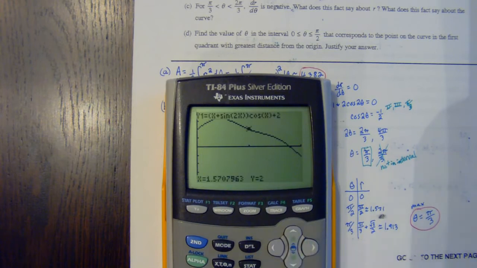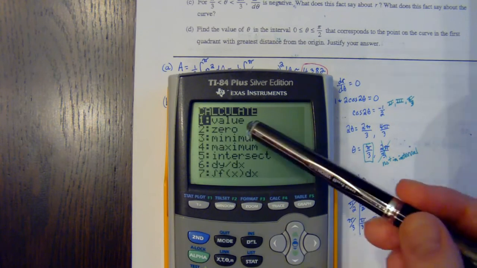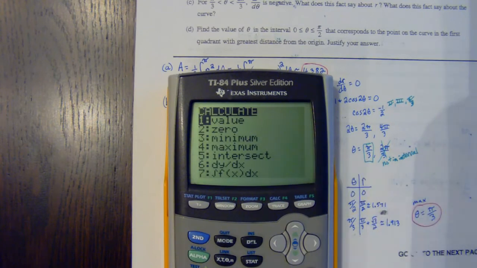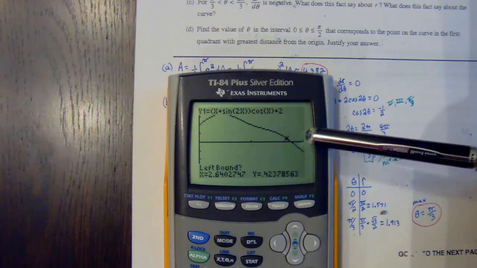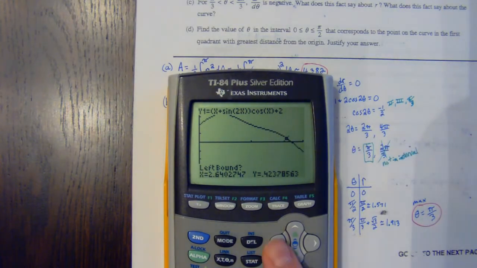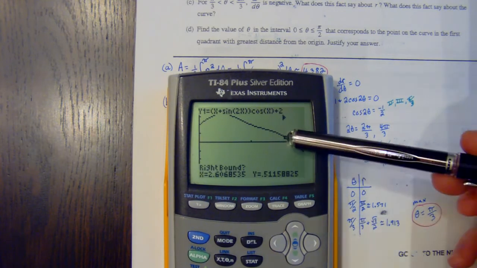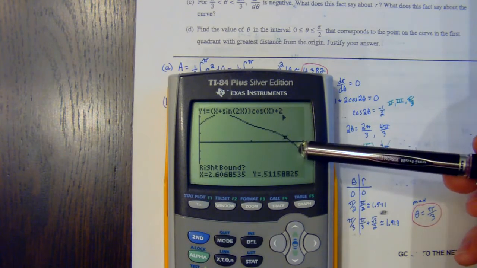So remember, we'll trace it and put our cursor in that vicinity. Once you put that over there, you hit second trace, which is always your calculate menu. I'm trying to calculate a 0 here, so you either hit number 2 or go down to number 2 and hit enter. When it brings you back out to your screen, it says left bound question mark. You have to make sure it's to the left of that x-intercept, so if we just move it to the left a little bit, I'll hit enter. Then it says right bound question mark. You have to move it on the right side of that intercept. On this function, since it's decreasing, I got to move it to the other side of that x-axis right there.